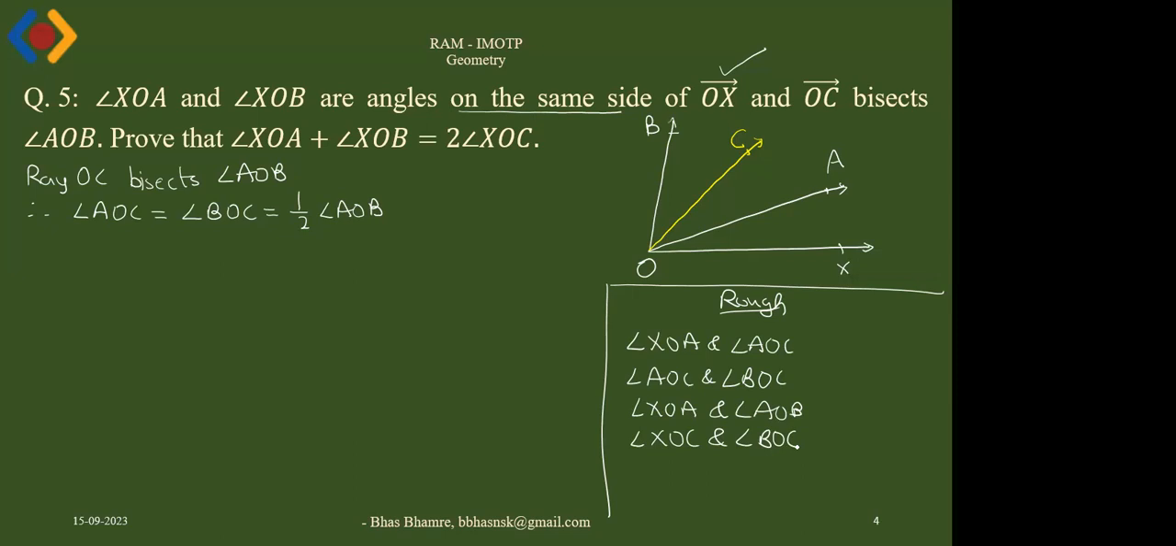So XOA is adjacent with AOC or AOB. AOC is adjacent with BOC or XOA. And XOC is adjacent with BOC. Why did I write this? Because we need to analyze the figure. When we have the question, we first of all need to draw the figure, then we need to understand the figure.